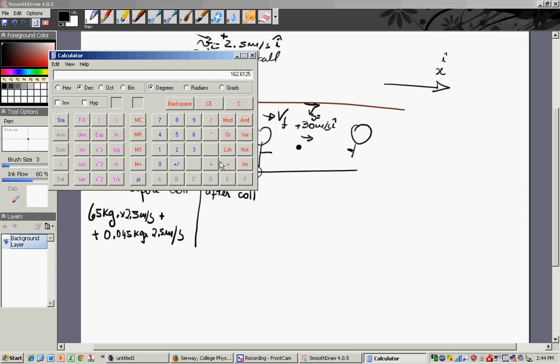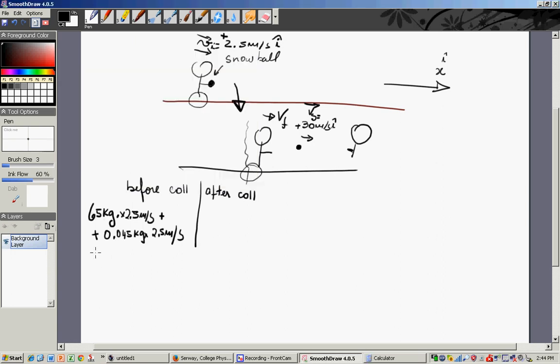So 162.6. So this is equal 162.6 kilograms meters per second. So that is the total momentum of the system, person and snowball, before that person throws the snowball away. Now, after what we call collision takes place, what do I got? Well, I have this 65 kilograms person moving with a velocity that I want to find. I don't know what that is.